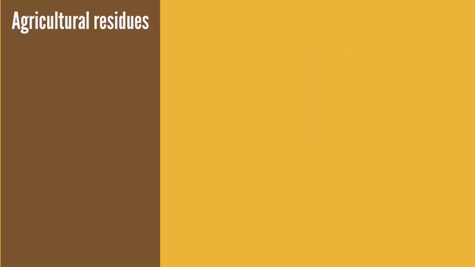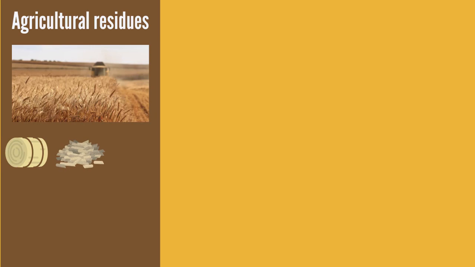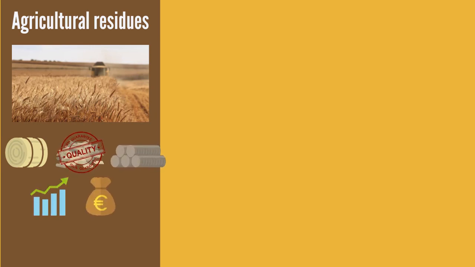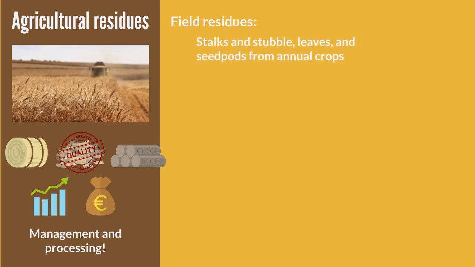Wrapping up, biomass can be produced from agricultural residues. Productivity, costs, and biomass quality depend on how residues are managed and processed. Field residues include stalks and stubble, leaves, and seed pods from annual crops. Straw is an example of how these residues are harvested and processed to be converted into biomass fuels.